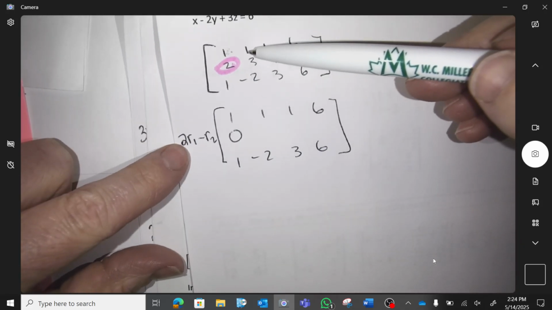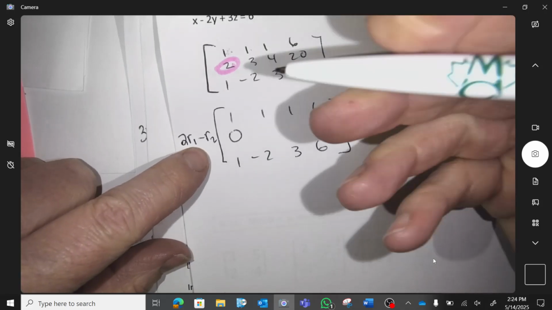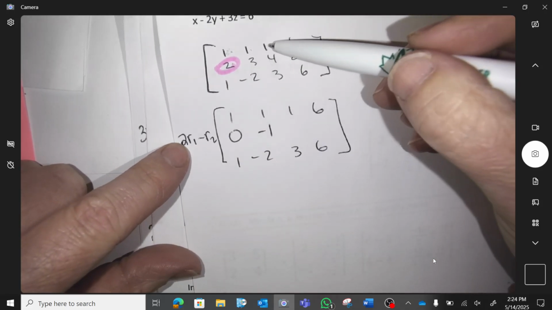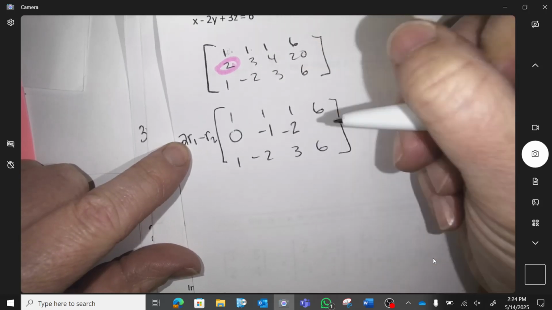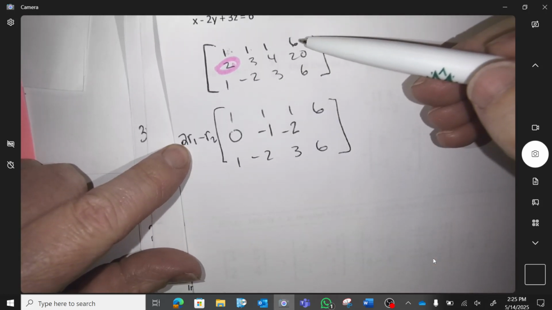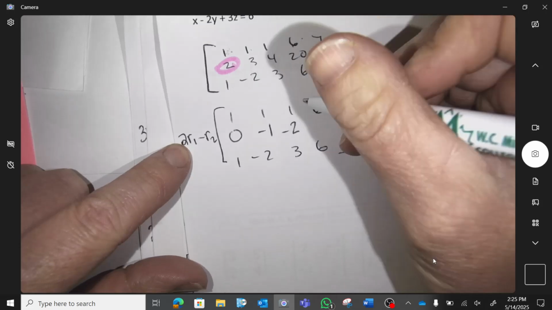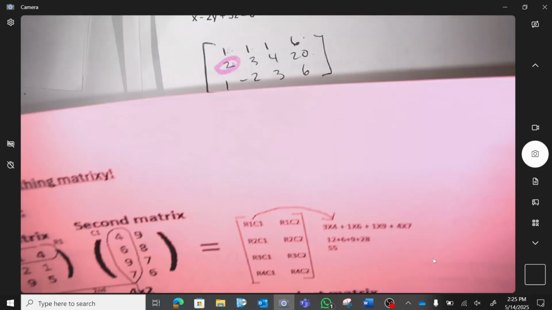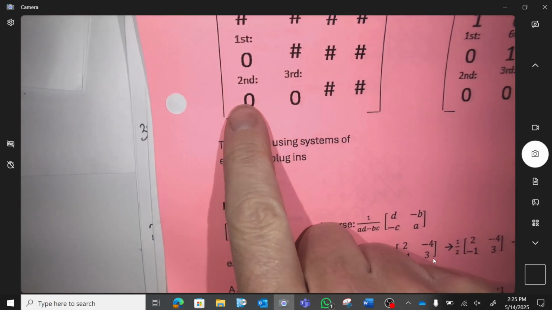Ready? Double is 2, subtract 3, negative 1. Double, 2, subtract 4. Double makes 12, subtract 20. Good. Done. Step 1.